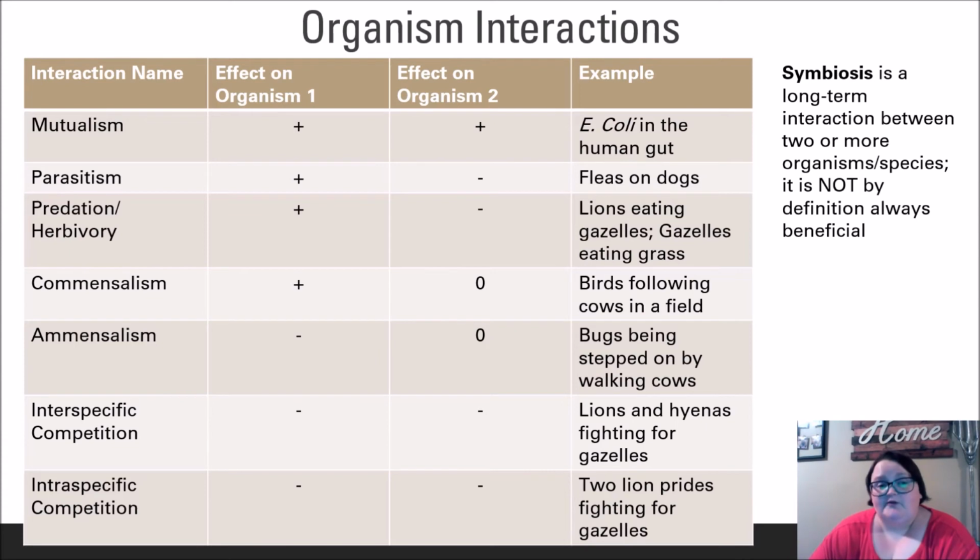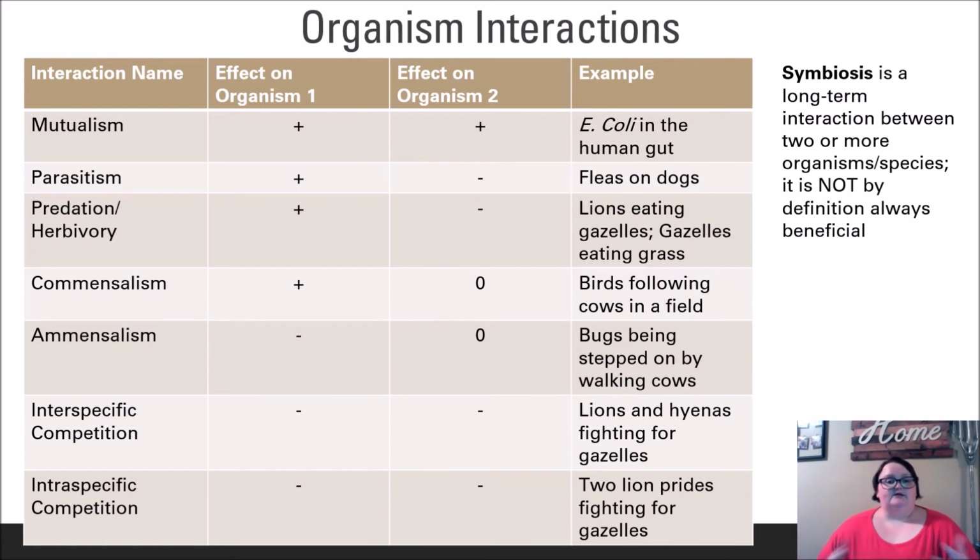Here you will see the multiple different types of organism interactions you're expected to know. The effects are identified as either being plus, where it is positive, negative, where it is detrimental, or zero, where there is no impact on that particular organism. Let's go through the list.